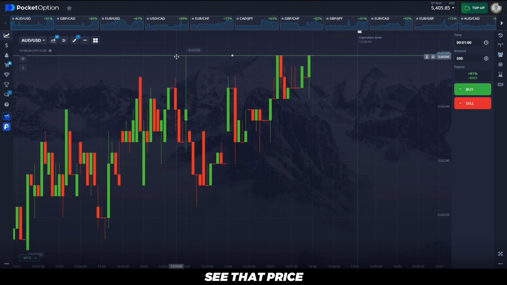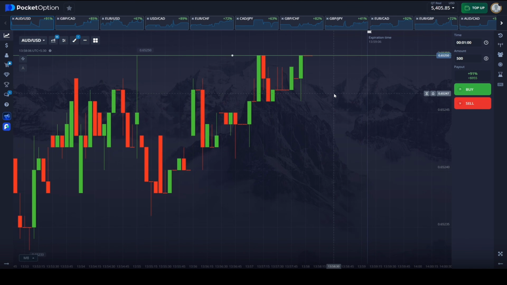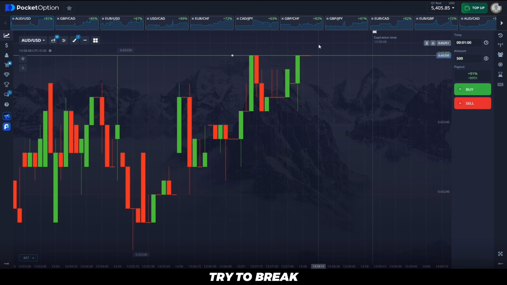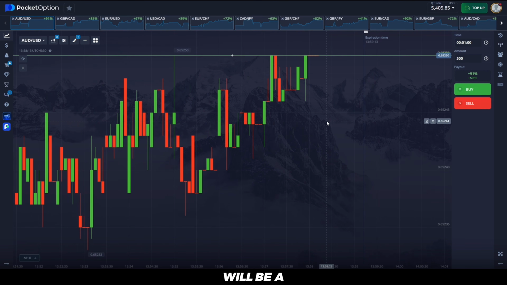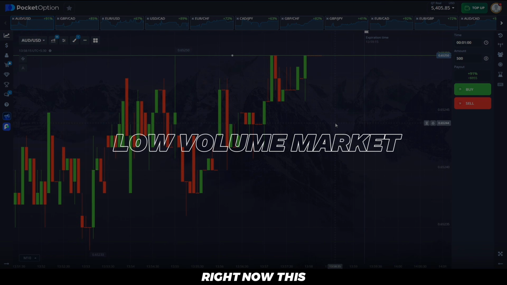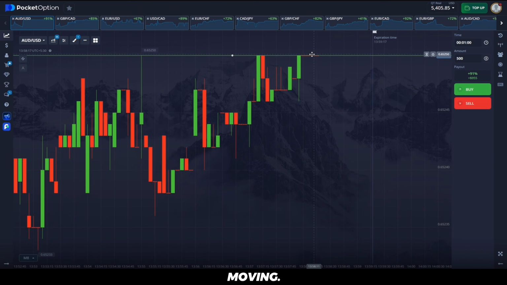Right now, you can see that price is standing just at the level. I just want the price to try to break this zone and then reverse instantly so that it will be a solid confirmation. Right now, this is a low volume market. You can see it's not moving.